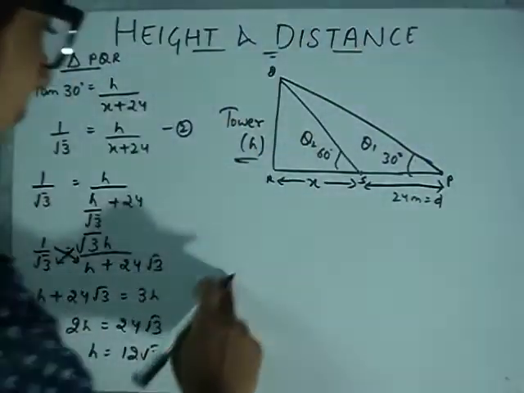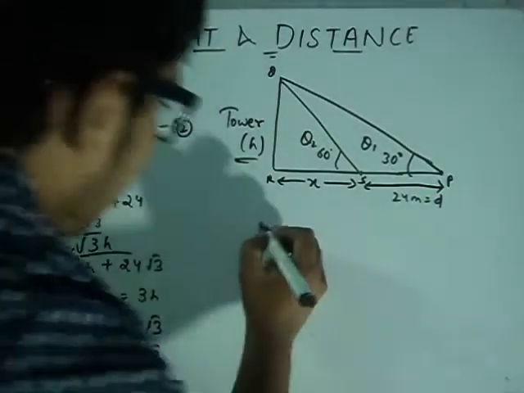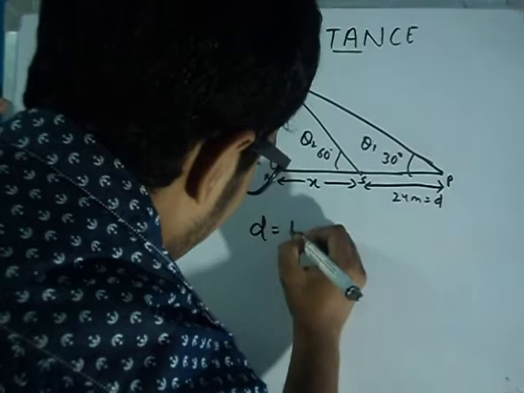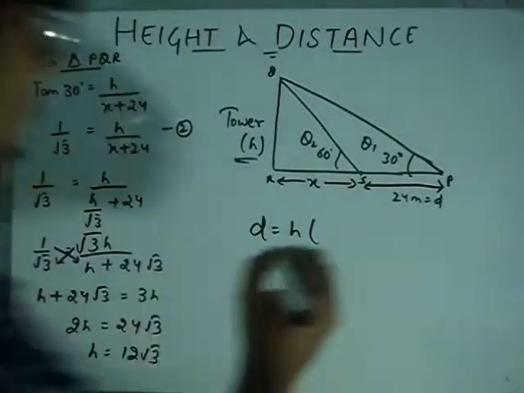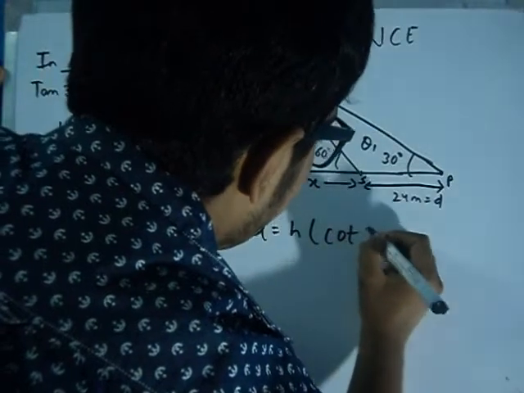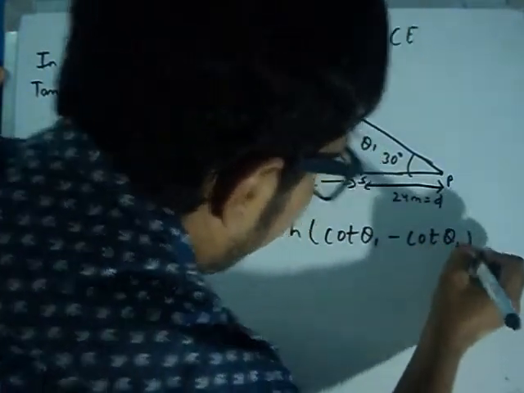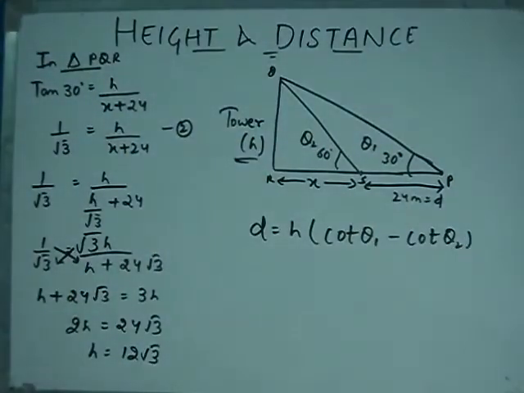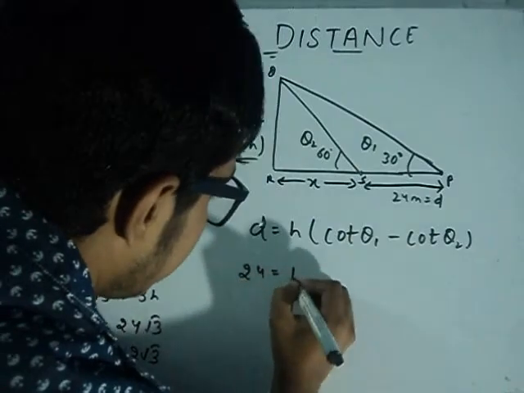To find this value h, we are going to use d is equal to h times the product of this value. All you need to do is substitute the values and you will get the answer in one line. Like this, we have d equal to 24 and h is this.